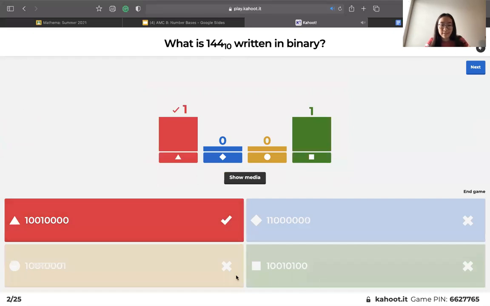Okay. All right, this one is going to be the correct answer because 144 is just like 128 right there. And this one is 16. And 128 plus 16 equals 144.